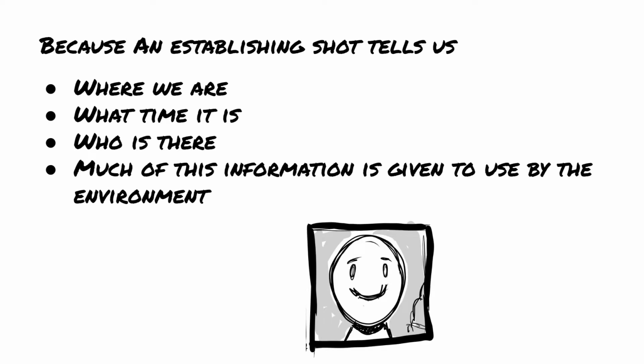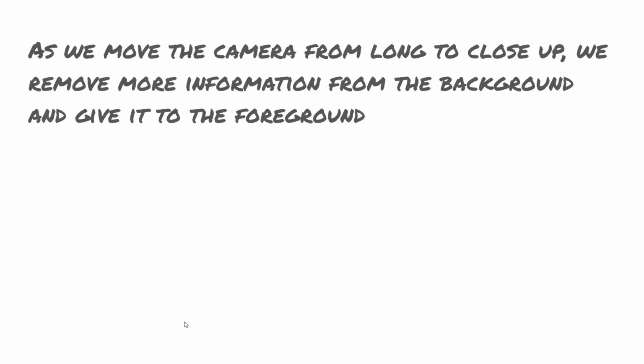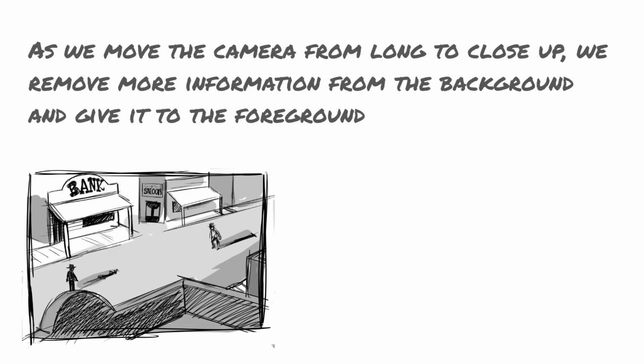Okay, take a look at this image. Where is this person? Do we know? Do we have any idea? Not really, because all we can see is the face and a tiny little sliver of what could be background. But if we pull back, we can see that he's just stood in the street. There's a wall with a bit of a bush and a house, and there's a road. As we move the camera from long to close-up, we remove more information from the background and we give it to the foreground.